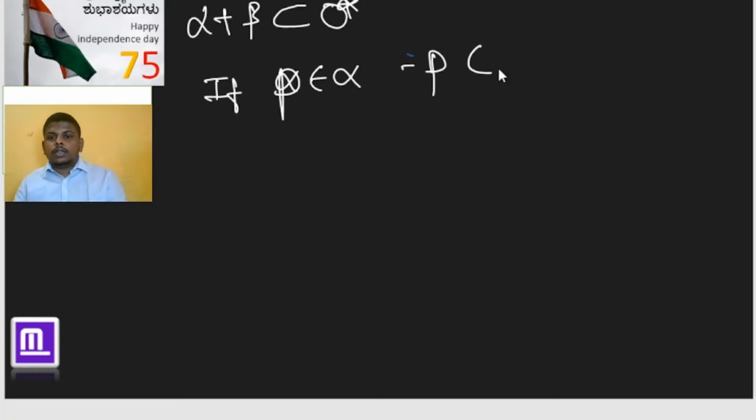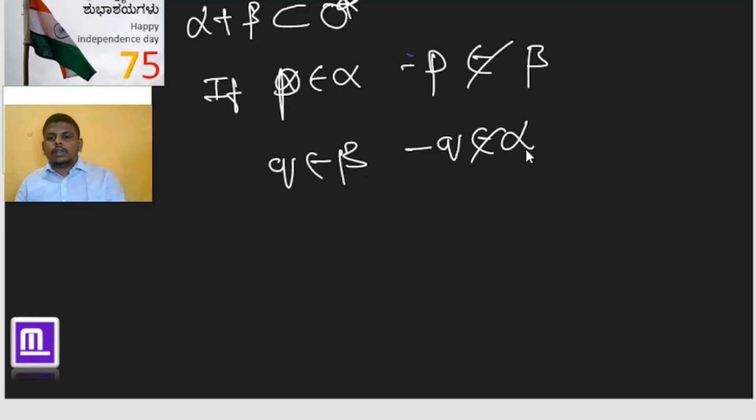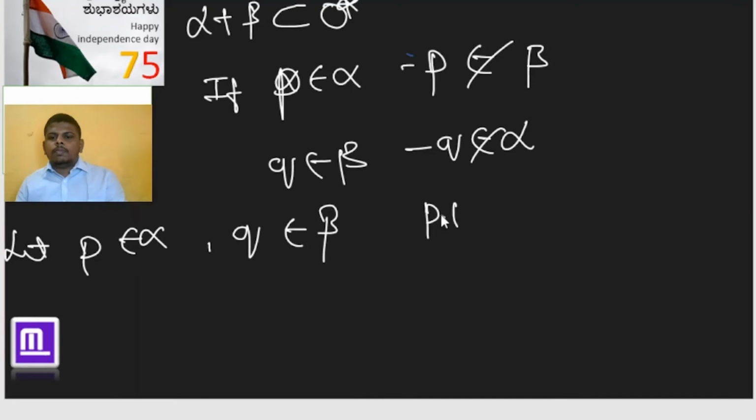We have the clear information that if p belongs to alpha, then minus p does not belong to beta, right? Which also says that if q belongs to beta, then minus q does not belong to alpha, right? So let p be a number that belongs to alpha and q be a number that belongs to beta. Then p plus q is a number which belongs to alpha plus beta by our definition of alpha plus beta.